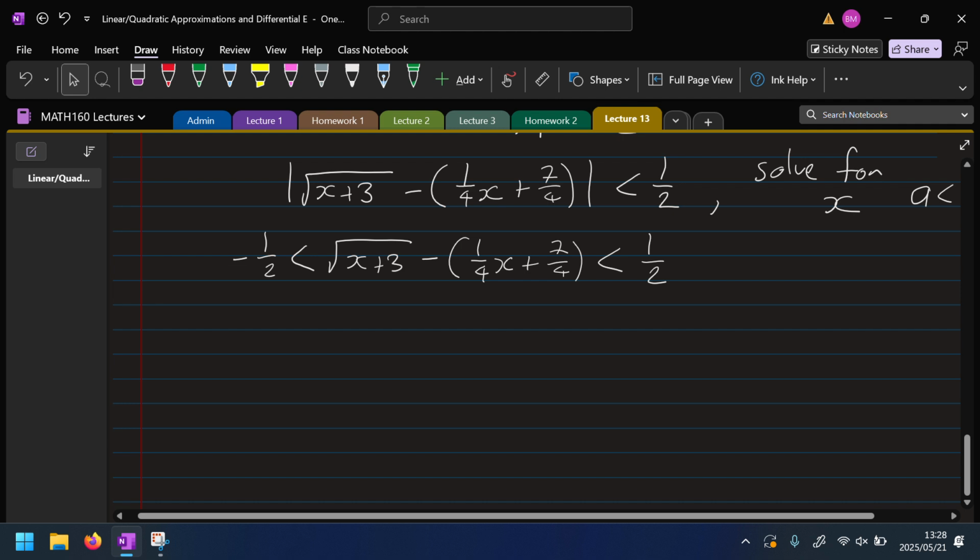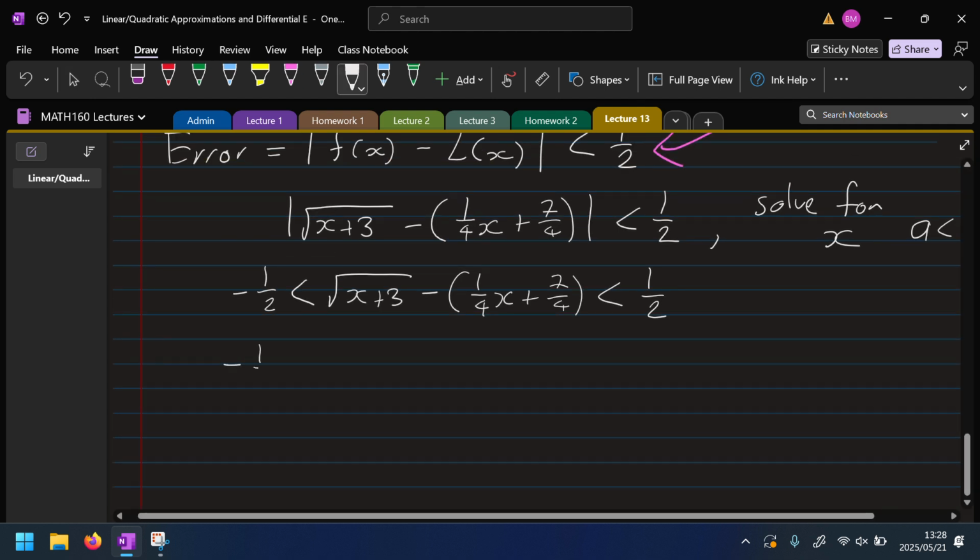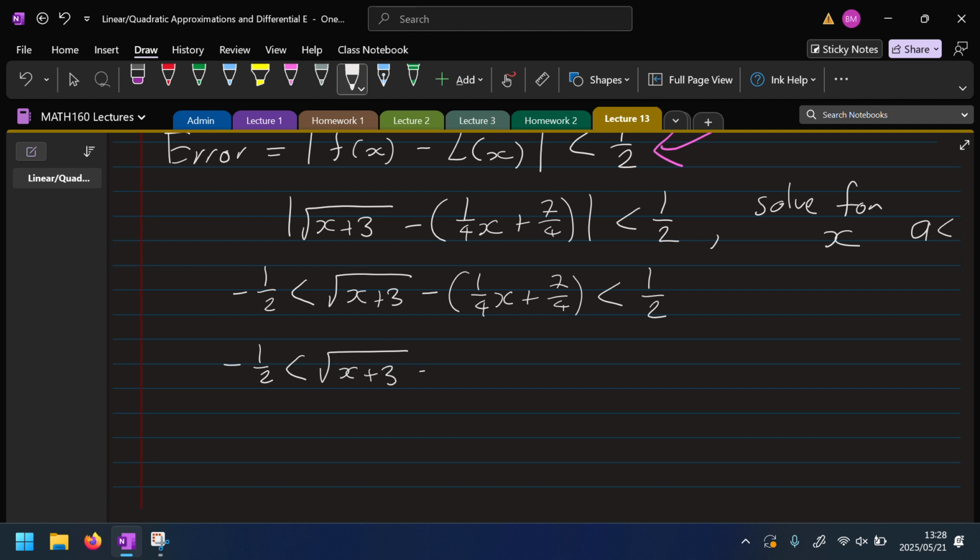Now that minus in front of the brackets there, we can distribute that out. So we're going to have minus a half is less than root x plus 3 minus 1/4 x minus 7/4 less than a half. Okay. Again, the idea is still solving for x. Okay, we can do a little bit of rearranging here.